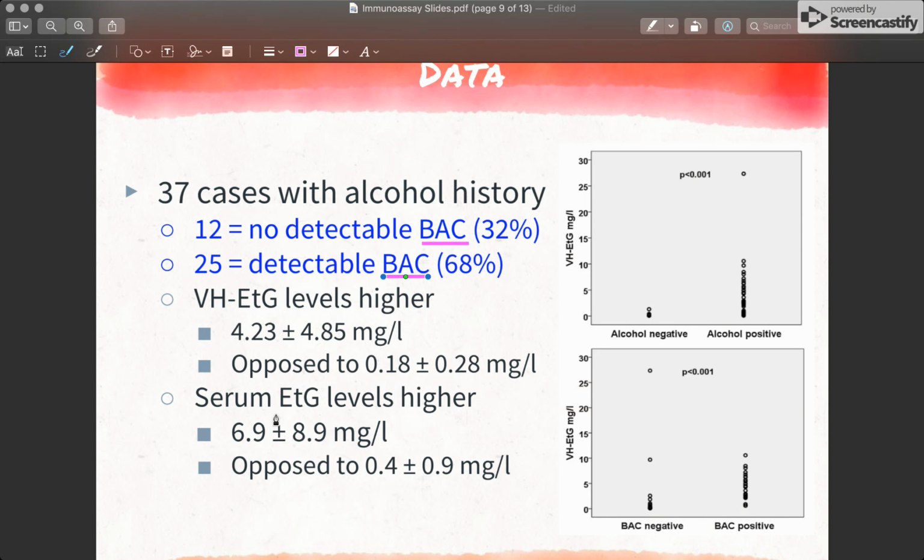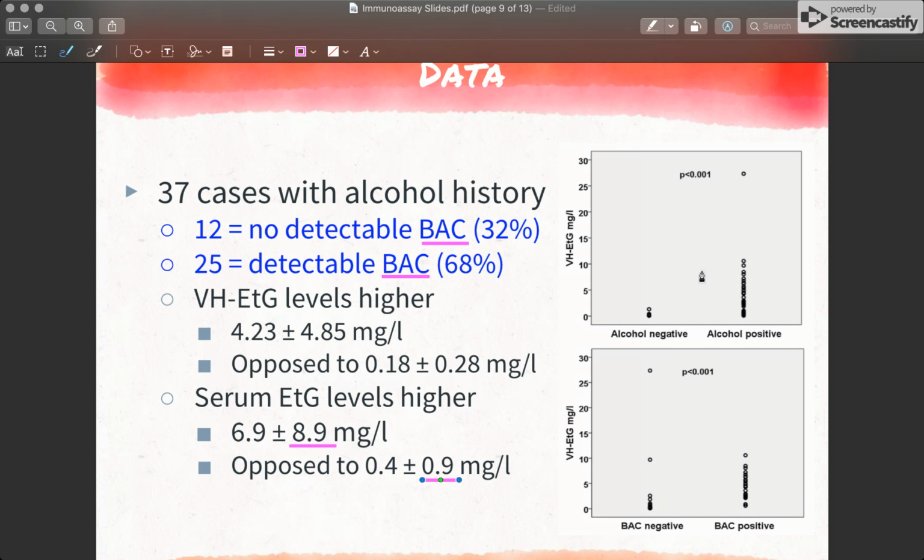The other thing they tested was the serum ETG levels, and they noticed a pretty similar trend. So we see a 6.9 plus or minus 8.9 milligrams per liter for people that had a history of alcohol use. And so again, we have a pretty high standard deviation here, but that 6.9 mean is much higher than the 0.4 mean for people that did not have a history of alcohol use. And again, the 0.4 had a plus or minus 0.9 milligrams per liter standard deviation, so pretty high there.